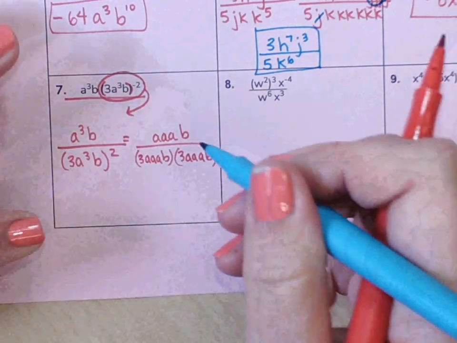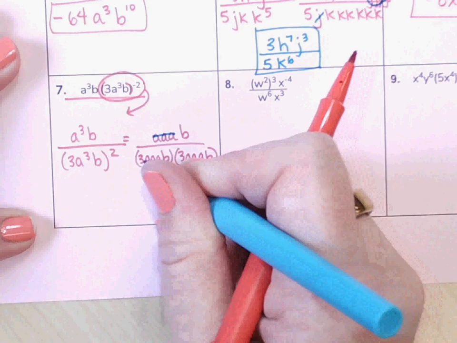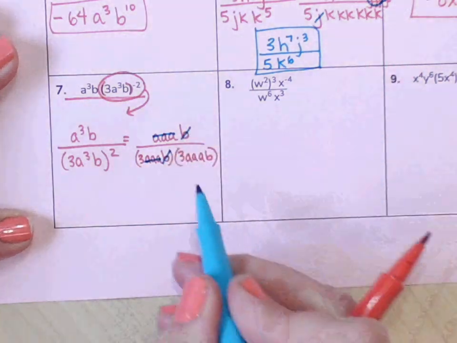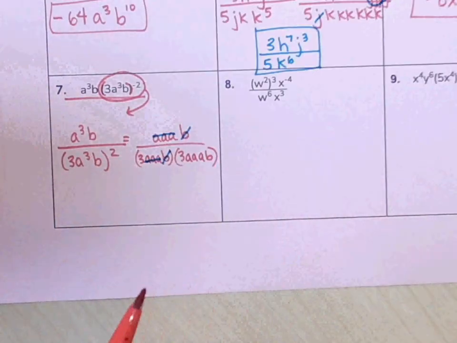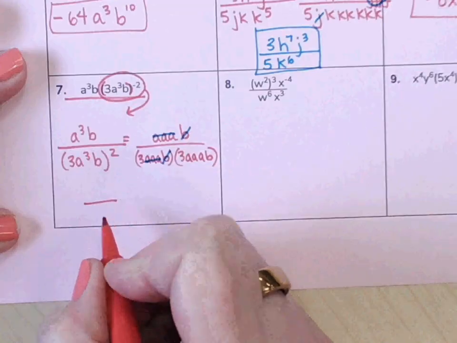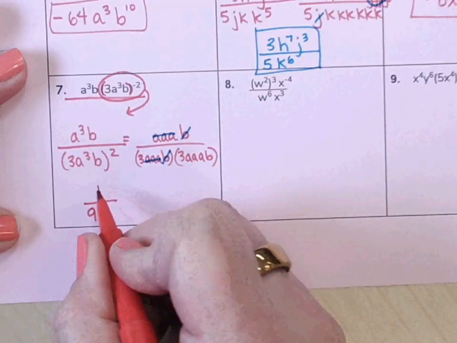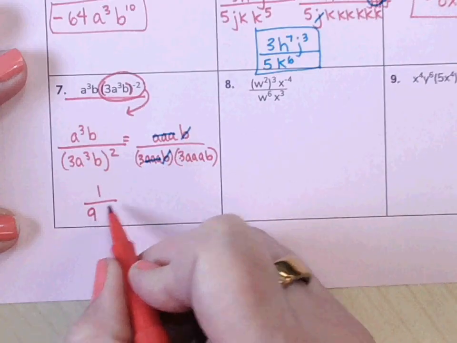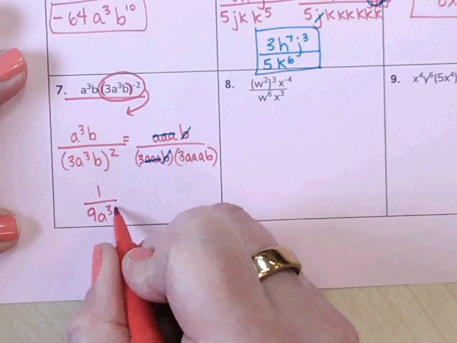So these 3 a's can cancel with these 3 a's. This b can cancel with this b. If everything cancels from the top and what we have left over is on bottom, then your answer has to stay on bottom. And so this becomes 3 times 3, which is 9, a to the third b.